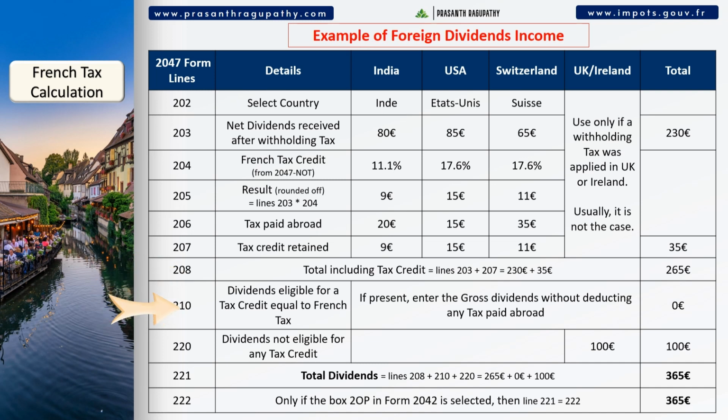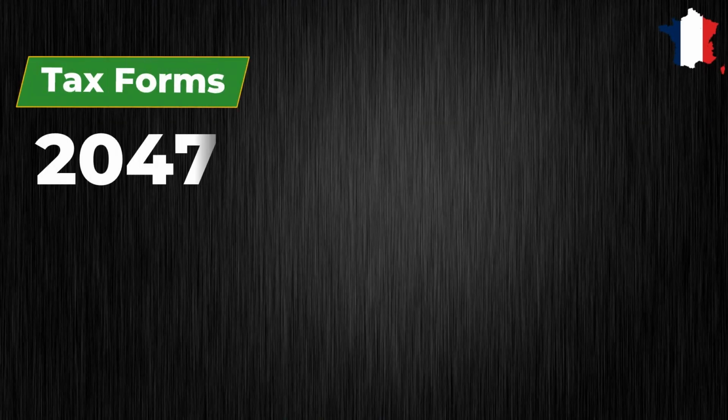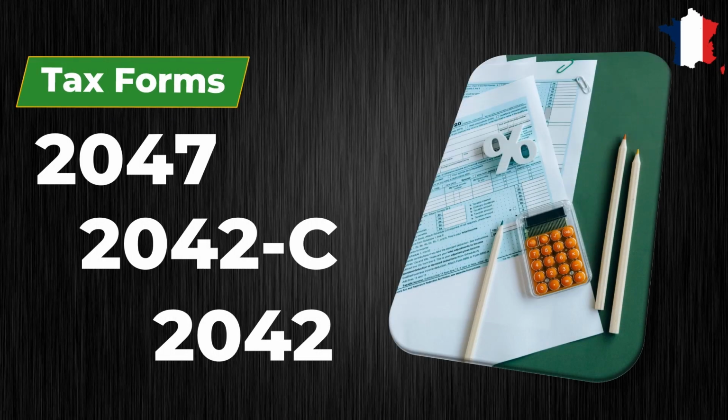Then use line 210 only if you have dividends eligible for a tax credit equal to French tax. In line 220, enter the dividends which did not have any withholding tax deducted at source. For example, the dividends from UK and Ireland. Then add the lines 208, 210 to 220 and enter the result in line 221. Finally, in line 222, enter the same value as 221 only if you had selected the box OP in the main tax form.